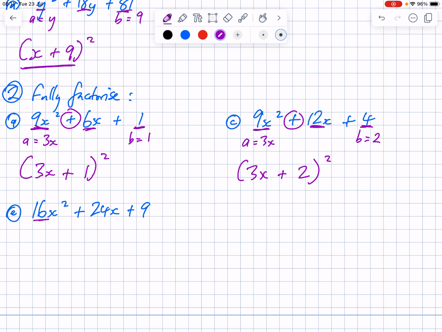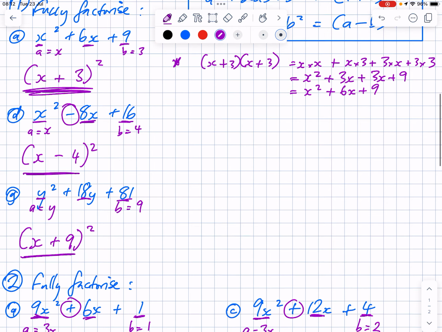Last one, is 16x squared a square number? Yes, because 16 is a square number. It's 4 times 4. X squared is a square number. It's x times x. So a is going to be 4x. Is 9 a square number? Yes. What do I times by itself to get 9? 3. The last check, 24. 2 times 4x is 8x. Times 3 is 24x. So it's a perfect square situation. It's 4x plus 3 all squared.